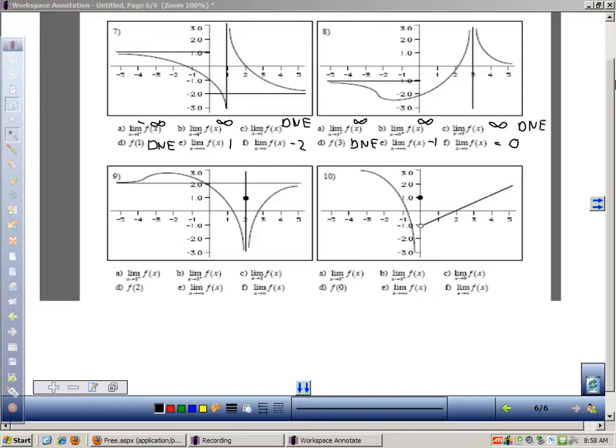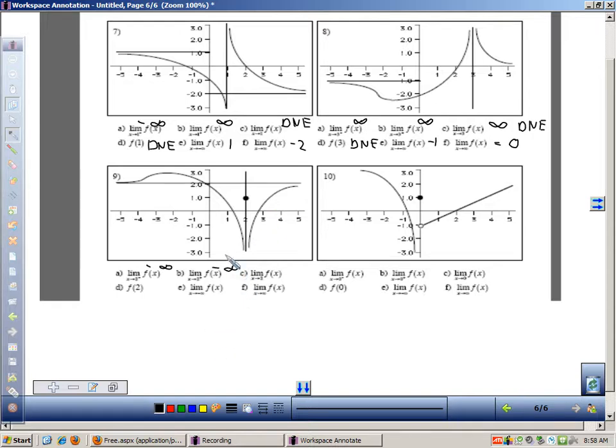All right, let's look at number 9. As x approaches 2 from the negative side, so we're going along here, what happens to my function? Goes to negative infinity. As we go towards 2 from the right-hand side, it keeps getting smaller and smaller, so it's also negative infinity.